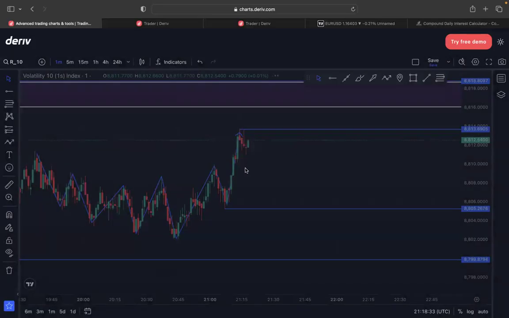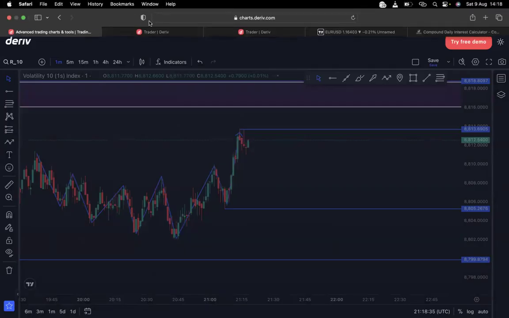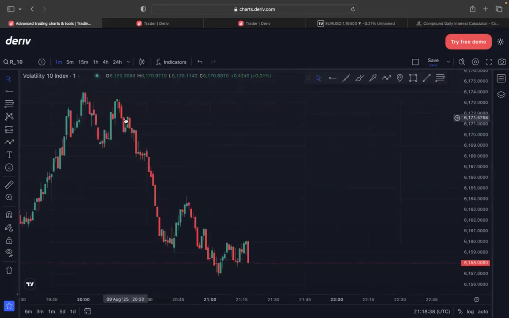We're going to come back to volatility 10-1x. Let's check another market there. Now look at this one. Let's go down to the 5 minute time frame.